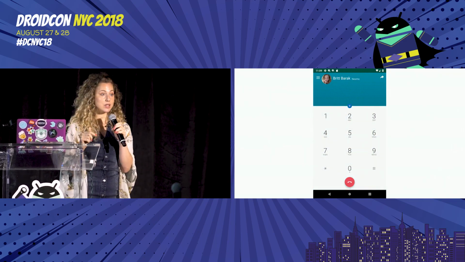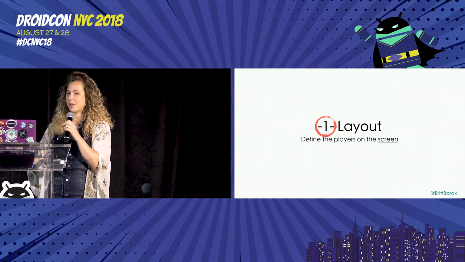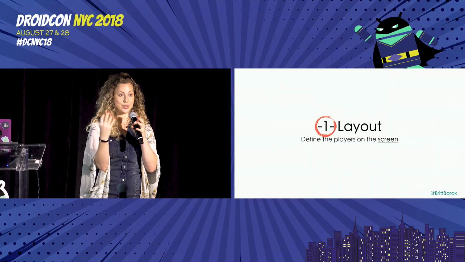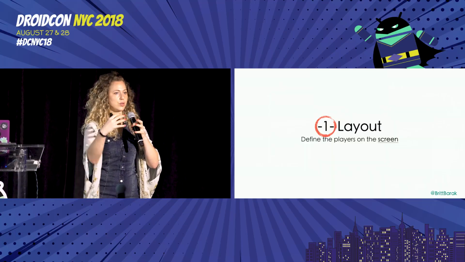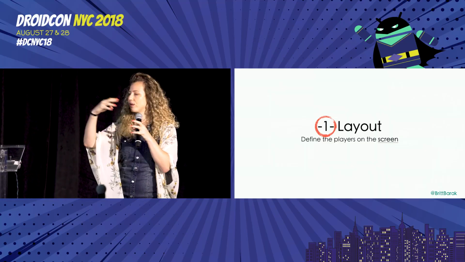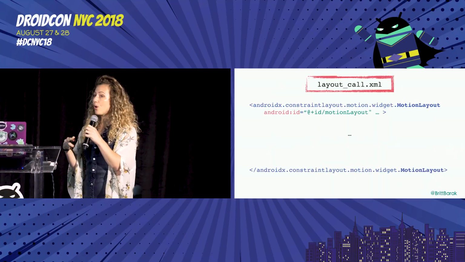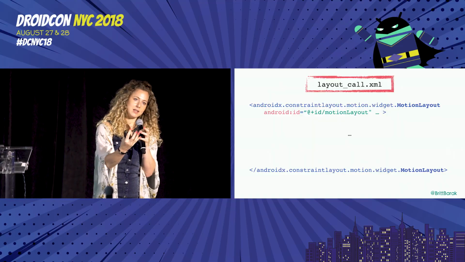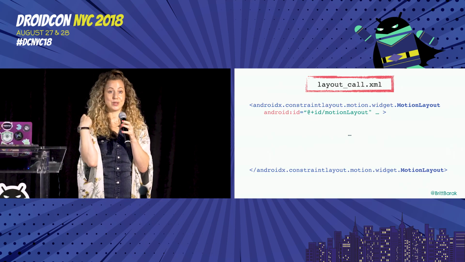So the first thing we need to do is to create a layout. And the layout is actually the regular layout that you're going to do anyway. It's here to basically define the views that are going to be on the screen with all their attributes and everything that you would normally do. If you already use ConstraintLayout, as I said, MotionLayout extends it. So you can just switch the tag from ConstraintLayout to MotionLayout.